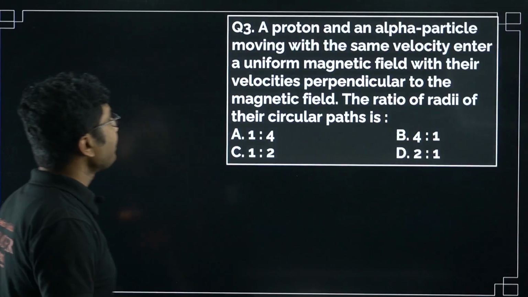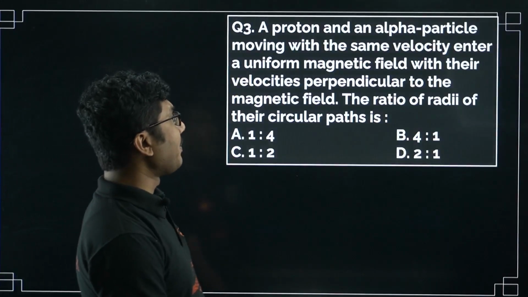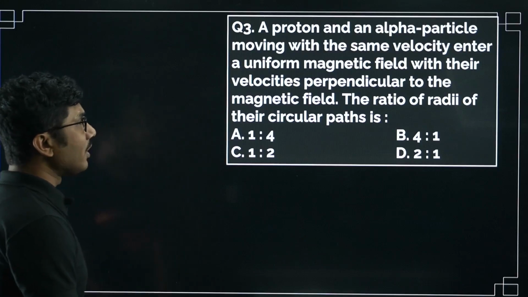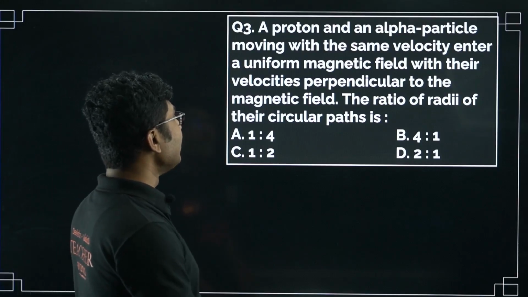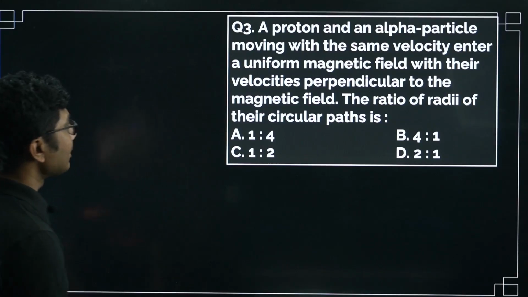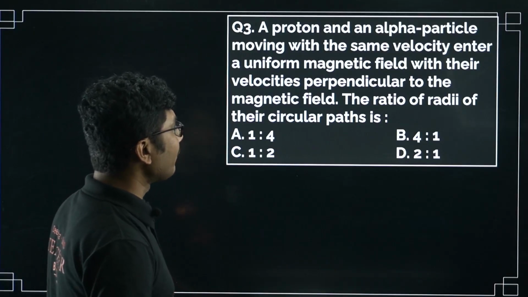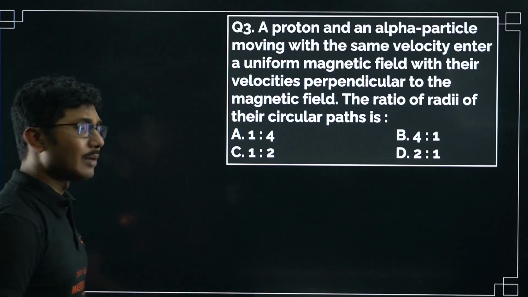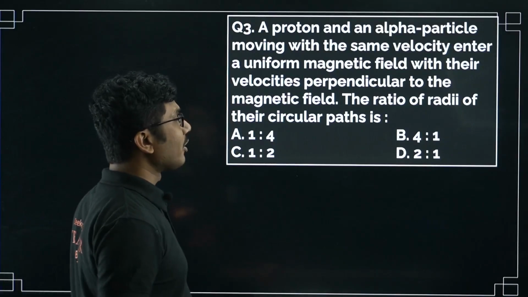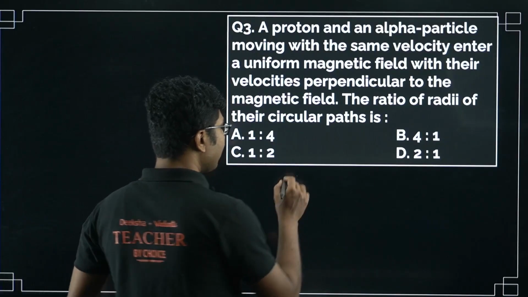Now next question. A proton and an alpha particle moving with the same velocity enter a uniform magnetic field with their velocities perpendicular to the magnetic field. The ratio of the radii of their circular paths is. So how to solve that? First of all, what is the force acting on it?